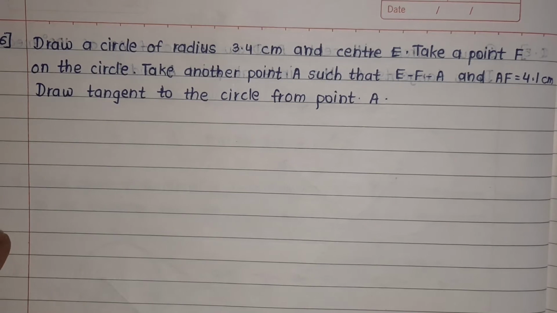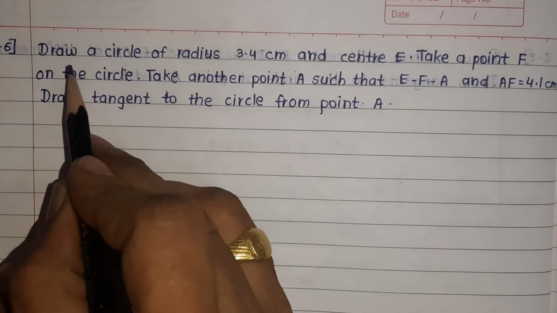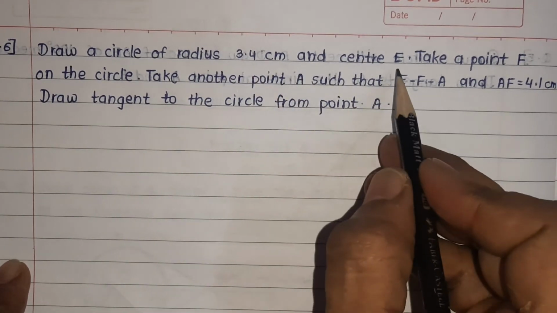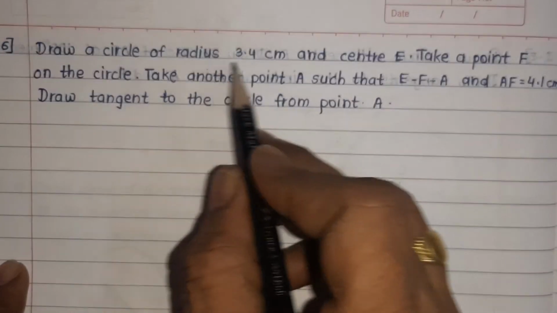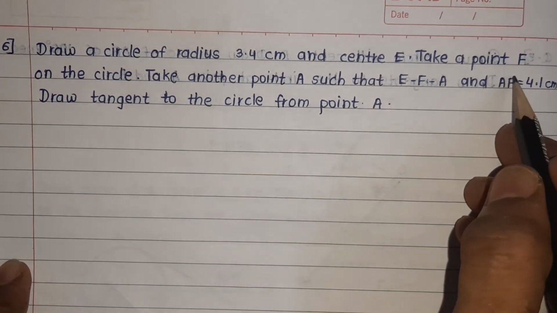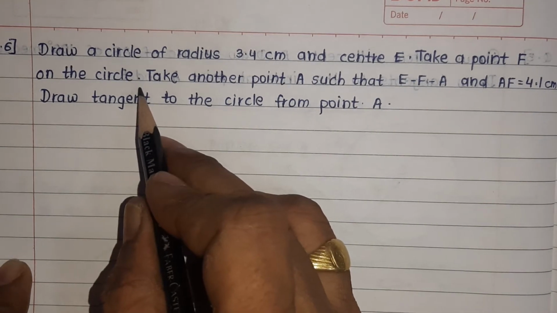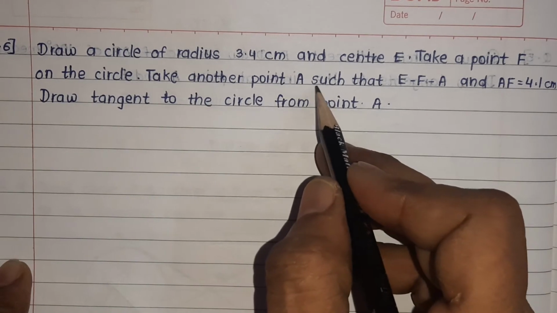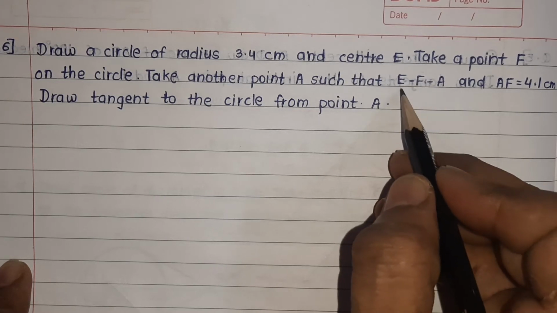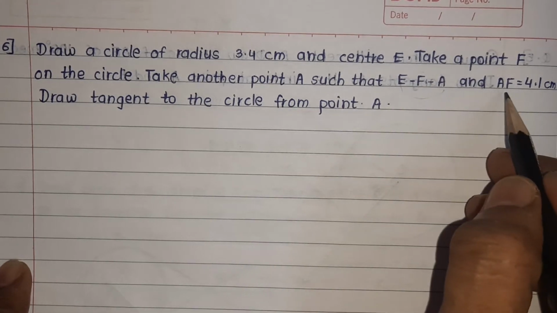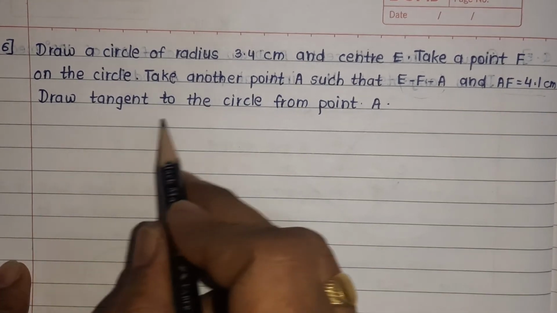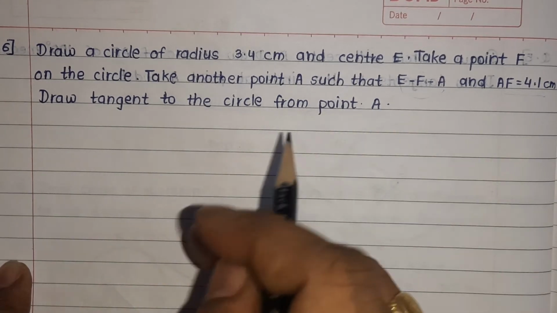Dear student, see question number 6. Draw a circle of radius 3.4 cm and center E. Take point F on the circle. Take another point A such that E-F-A, that means point F lies between E and A. And the second condition is AF is equal to 4.1 centimeters. Draw a tangent to the circle from point A.